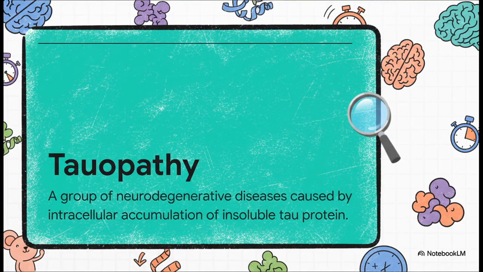So what exactly is a tauopathy? It's a neurodegenerative disease defined by the intracellular accumulation of insoluble aggregates of a protein called tau. Under normal physiological conditions, tau is a microtubule-associated protein. Its job is to stabilize the cytoskeleton, which acts as the transport network inside our neurons. In a disease state, however, tau detaches from these microtubules and clumps together into what are called neurofibrillary tangles. This process leads to synaptic dysfunction and eventually neuronal death.